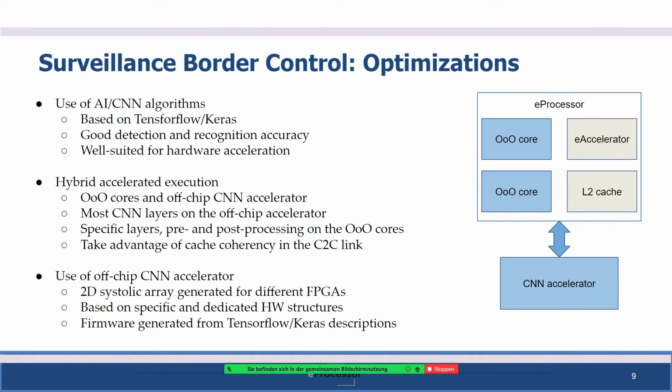One of the key features of the eProcessor architecture that is interesting for this use case and this hybrid execution model is the coherent chip-to-chip link, which comes in very handy for transferring data between the eProcessor chip and the off-chip accelerator. So this facilitates things greatly. Yeah, and the off-chip accelerator is going to be based on the systolic array and some dedicated hardware structures, and all this is going to be managed from the TensorFlow and Keras descriptions.